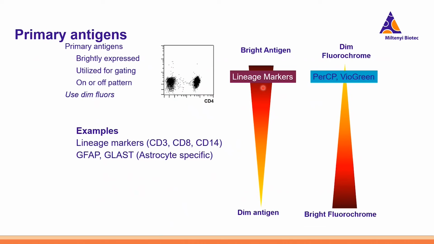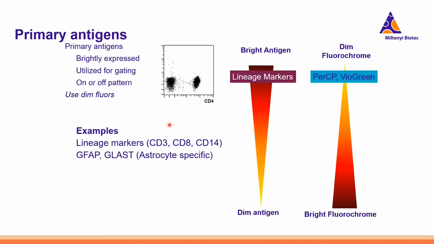So let's start building a panel. When I build a panel, I like to break it down into 3 different categories. I want to think about primary antigens first. A primary antigen is going to be brightly expressed on the cell, meaning the cell is going to have a lot of abundant epitopes for my antibodies to bind to. These antigens are used for gating. They're going to have an on or off pattern, so the cell is going to do the work for me. It's going to be very bright, and I'm going to have a great separation.